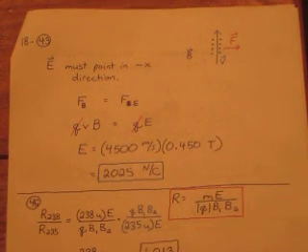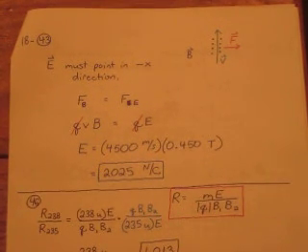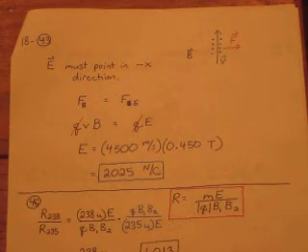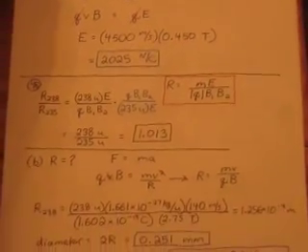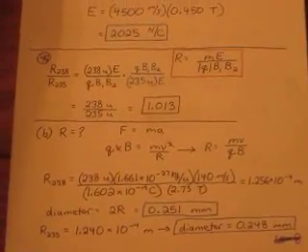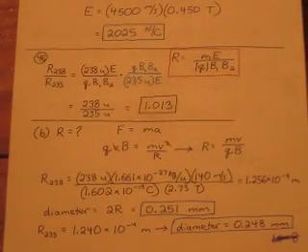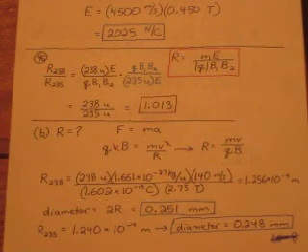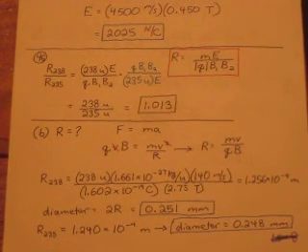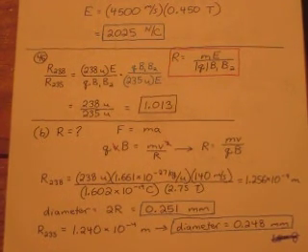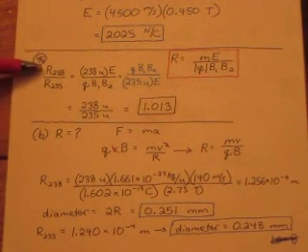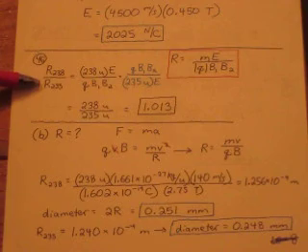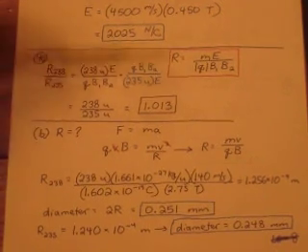Number 46, a mass spectrometer used to separate uranium isotopes 235 and 238. What is the ratio of the radii of their circular paths? All right, so for the ratio of the radii, I've got r of 238 over r of 235. Now we're going to use this equation here.